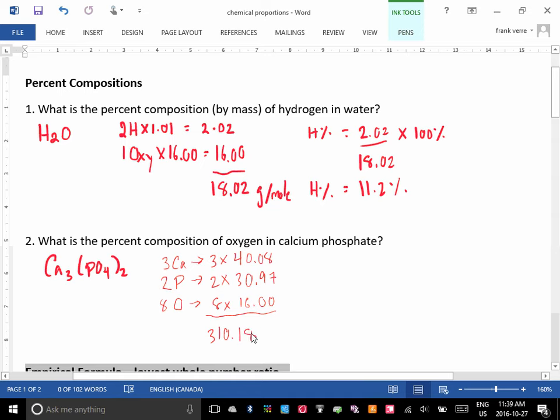310.18. Okay? Now, here's the thing. That's the molar mass of calcium phosphate. So the percent of oxygen then would be, well, oxygen is 8 times 16, which is what? What's 8 times 16? So it'd be 128 over 310 times 100%. So what's the percent of oxygen?